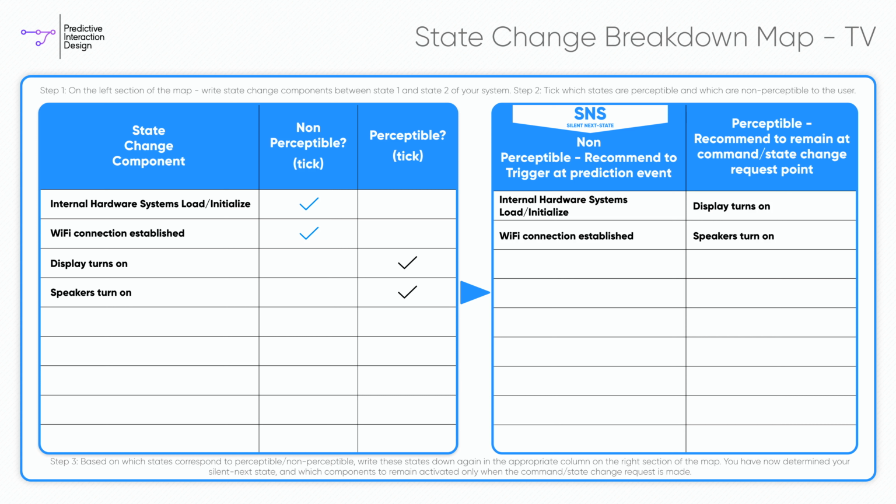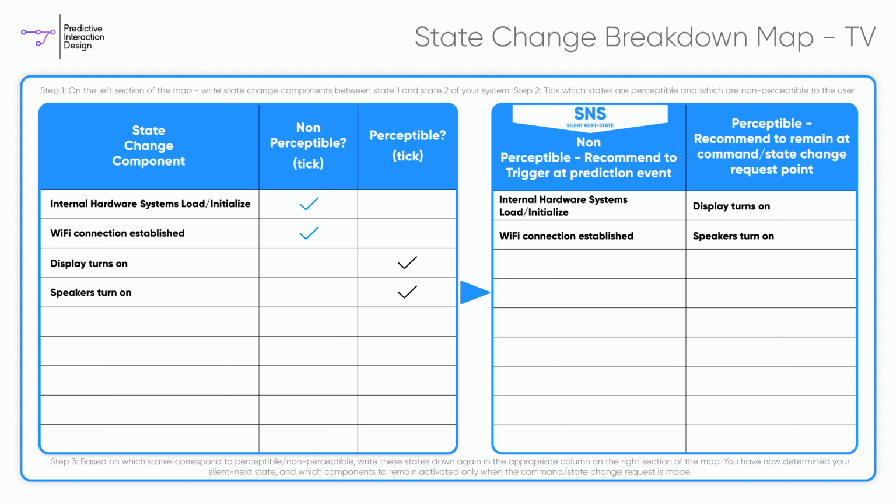And then all we do is look at what we ticked as non-perceptible and transpose that over to the right section, under non-perceptible in that left column, and we do the same with the perceptible. What we have under that silent next state column, under non-perceptible, is the processes of our system that can run when a prediction's made that the user is going to interact with the system. So it's a super handy tool, very simple to use, and you can get as low level as you'd like, depending on the appropriate nature of your system design here.